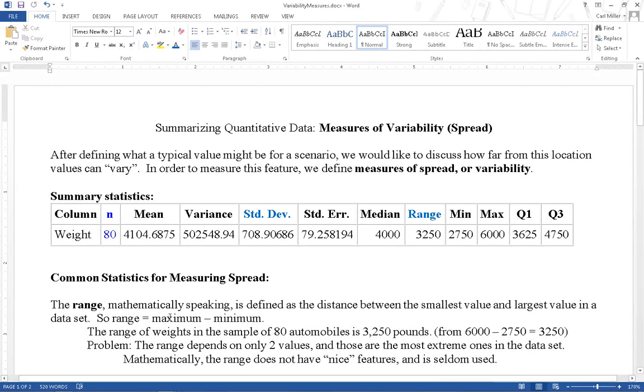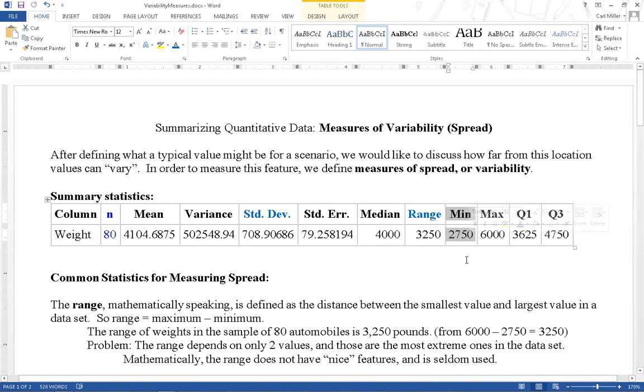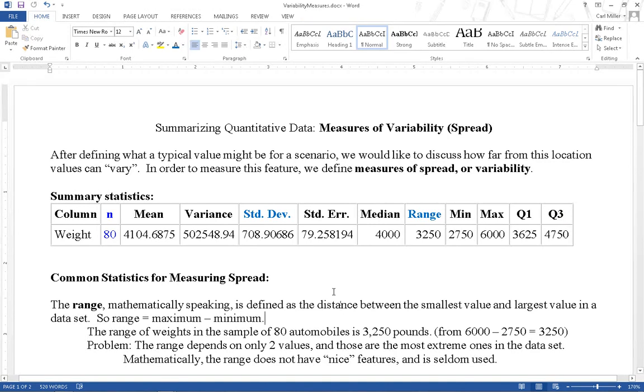Now, some of the common statistics for measuring spread are very simple, but not very useful mathematically. So for example, the range. It is very simple because it just measures how spread out the smallest and largest values in your data set are. It takes the largest number, in this case 6,000 pounds, subtracts the smallest number, 2,750 pounds, and gets the range, 3,250 pounds. So the range of weights in the sample of automobiles turned out to be 3,250 pounds.